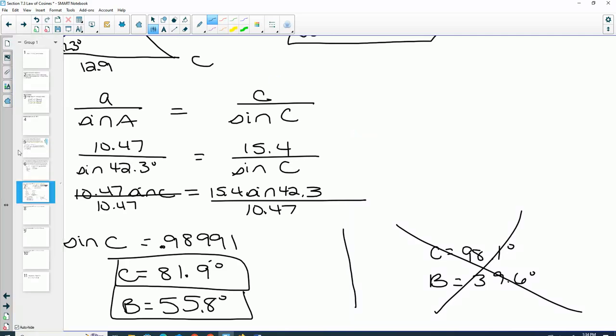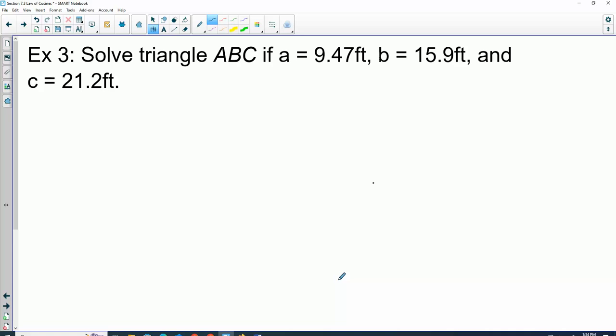Okay. Then I'd like to look at the final situation. So we've basically seen where we have two sides and an angle. What do we do if we have three sides? We could solve for whichever angle we wanted first.